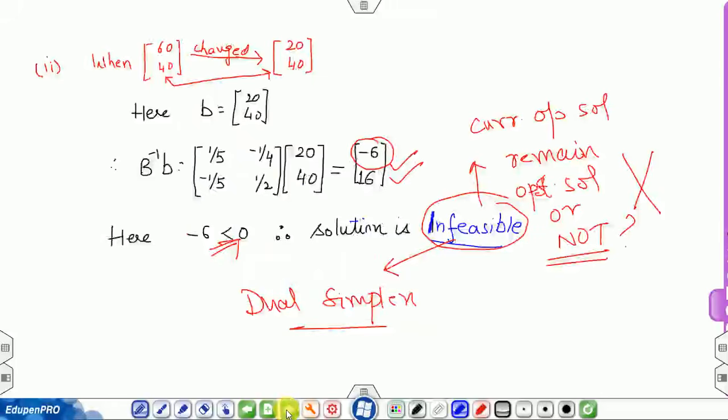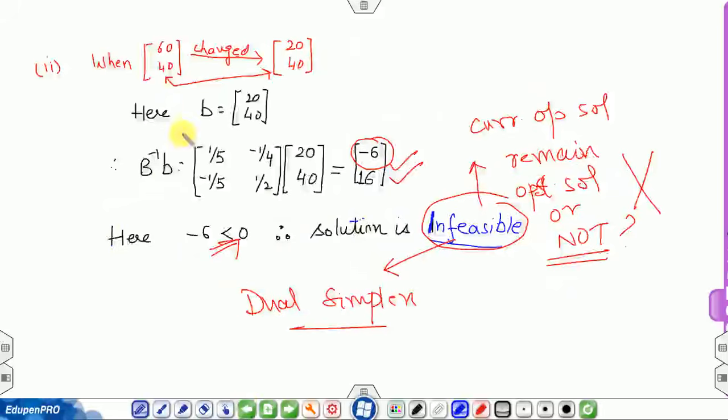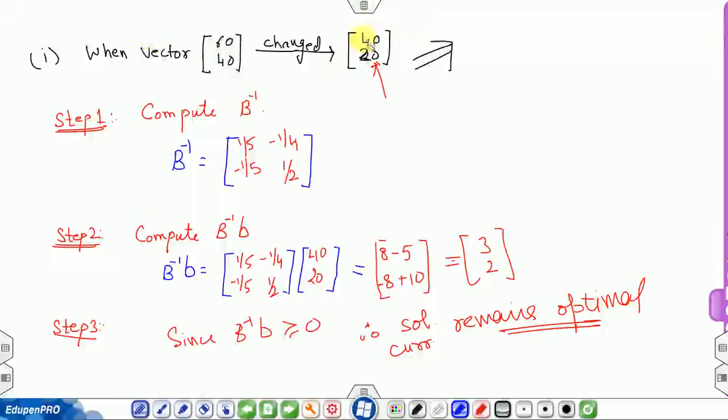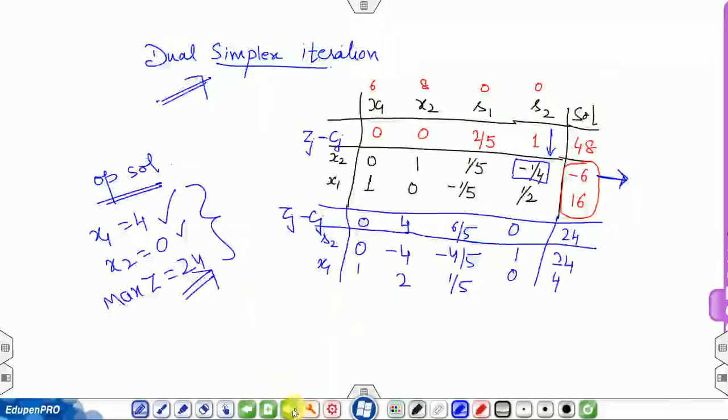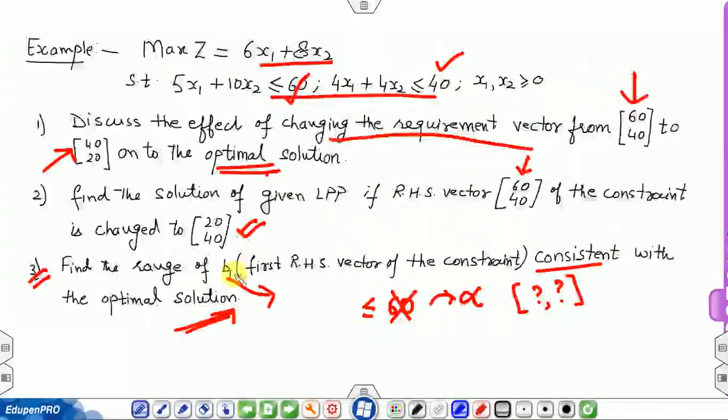While now in this case, when you replace the right hand side with the new one, the optimal solution does not remain the same. Now it will change to 4, 0, and the optimal value is 26. So this is the impact of the right hand side vector when you replace the value 60-40 with 20-40. While when you replace the value 60-40 with 40-20, the optimal solution remains unchanged.